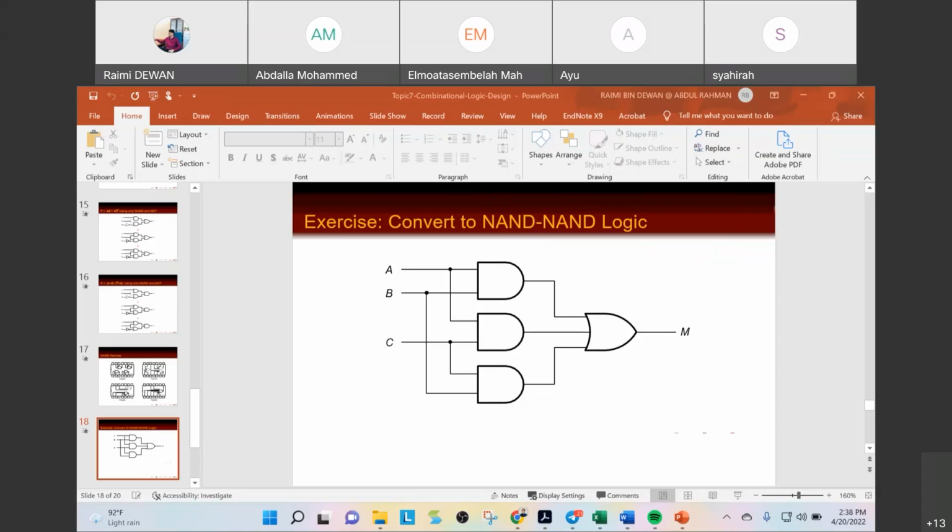Yes, correct. So the answer is actually NAND and NOR. All of the other gates can be realized using these two gates. So that's why these two gates are the universal gates.